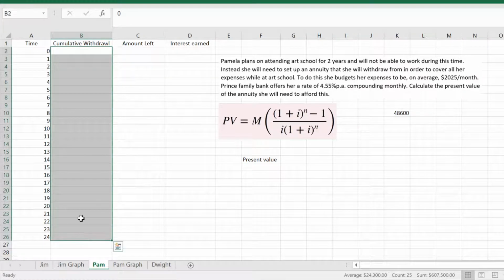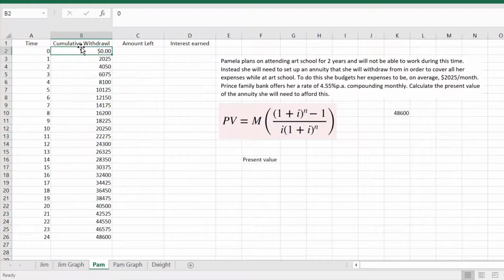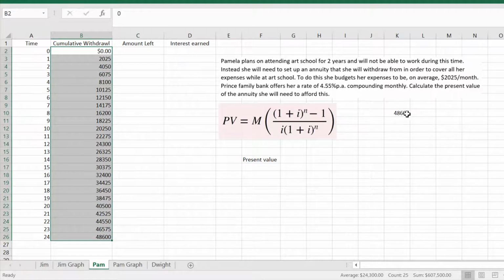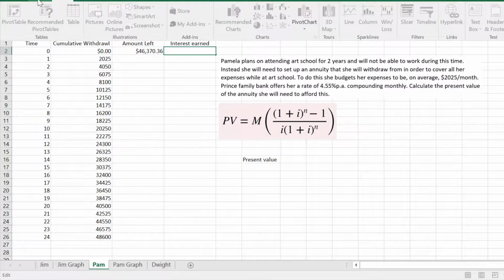We've then got a cumulative withdrawal amount. Let me just show you what I mean by that. At time equals 0, she hasn't withdrawn anything yet because she doesn't need the money. But at the end of the first month, she's going to withdraw that. All the way at the very end, she's going to withdraw her final amount. Now, this is a running total. We know it's $2,025 every month, and you'll notice that those two match up. For the first one, that's pretty straightforward. Nothing really new there. There's no interest.